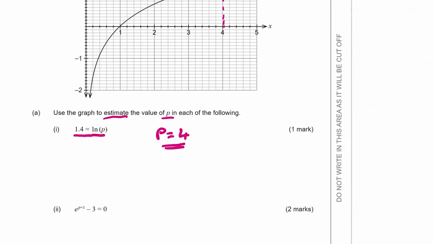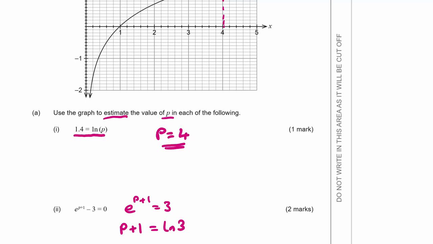e to the p plus 1, take away 3 equals 0. So somehow we've got to get this into a ln p sort of situation, or at least a ln something situation. So if I say from there e to the p plus 1 equals 3, and we take the natural log of both sides, because the natural log and the exponential are inverse functions, this side becomes p plus 1. So we've got ln 3.